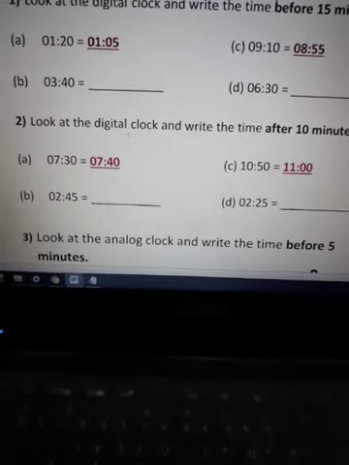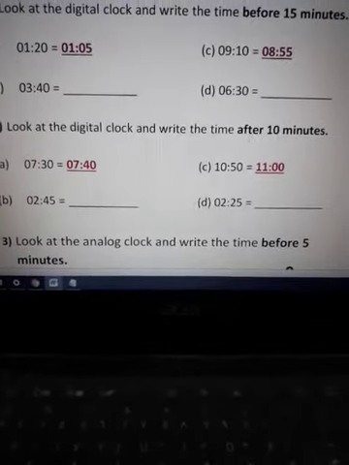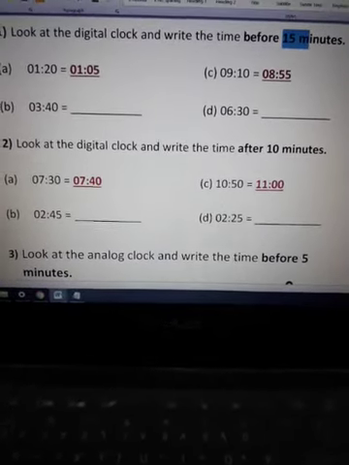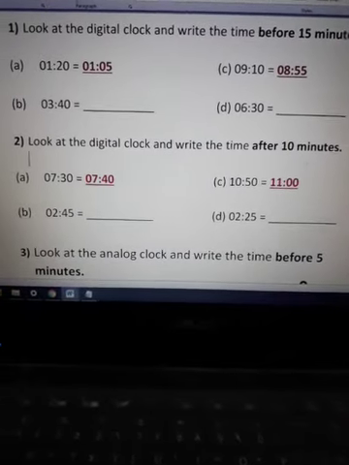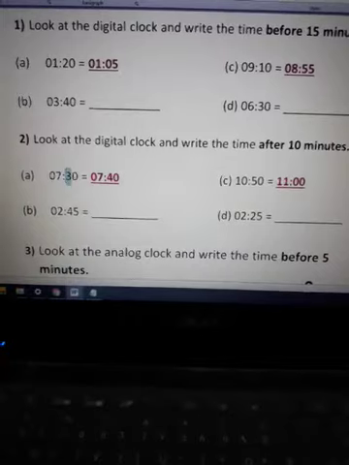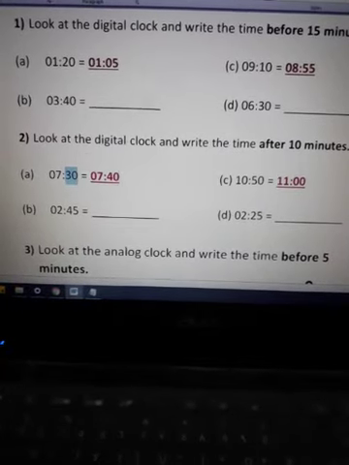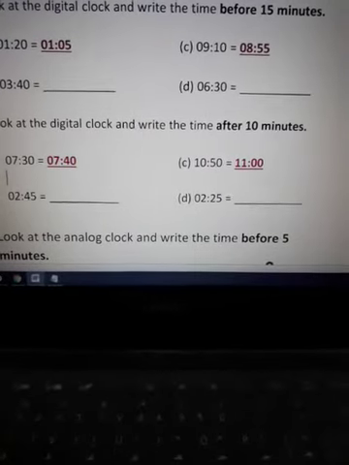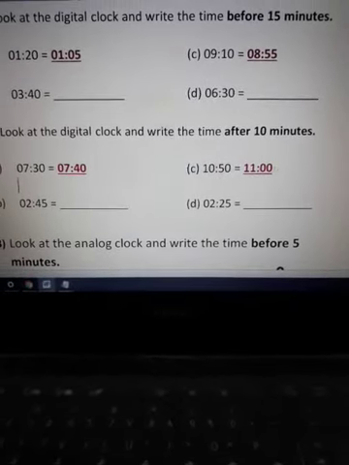Look at the digital clock and write the time after 10 minutes. The earlier question was before 15 minutes. Now the question is after 10 minutes. So again you have to concentrate on the minutes only. This is 7:30, 30 minutes. So 30 plus 10 is 40. So 7:40. Here it is 10:50. That means after 5 minutes it's 10:55, then it is 11 o'clock.